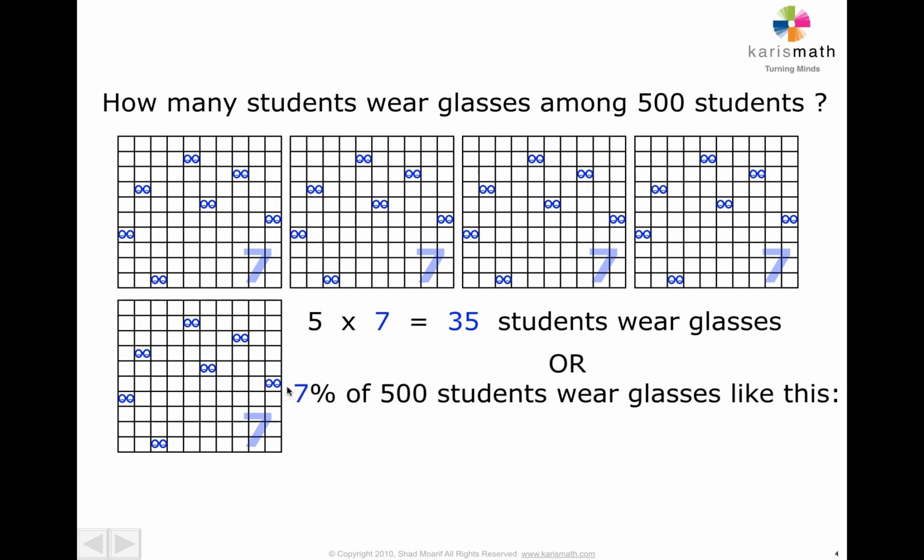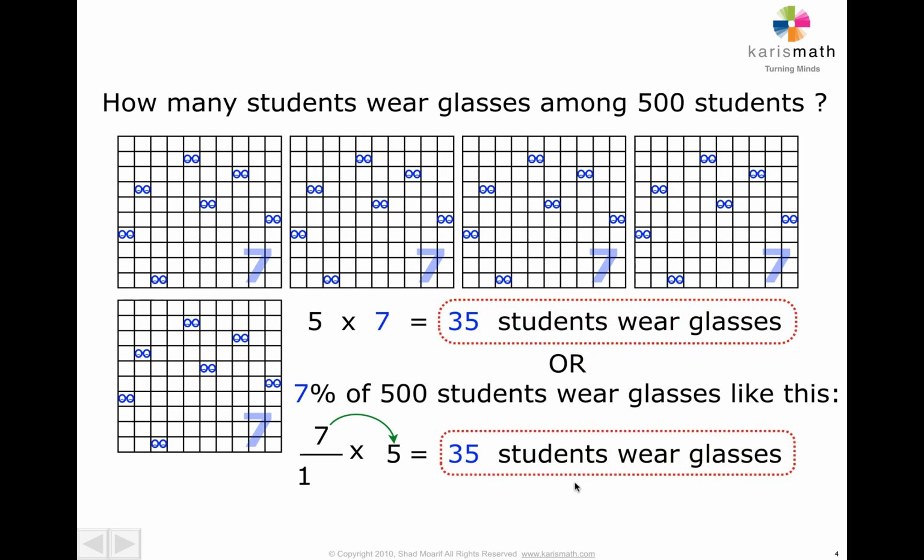We can say 7% of 500 students, notice 7% of 500 students wear glasses. We can write it like this: 7 out of 100 of 500 wear glasses. Of means to multiply. So, well, you know how to do that. 7 times 5 is 35. There you go. We get the same answer. Directly from the meaning of the sentence, 7% of 500, you know what it means now. Okay, so 35 students wear glasses if you have 500 students in your school.